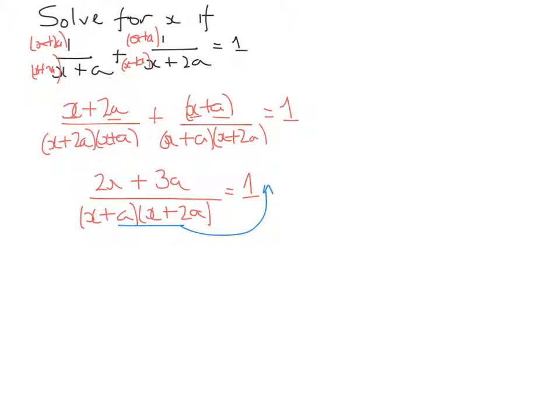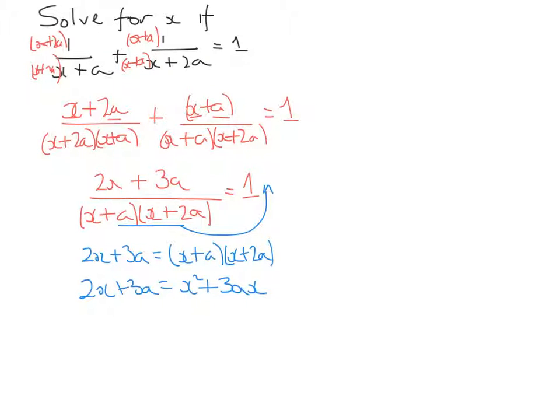Alrighty, I still have this fraction here, but what I can do is take this bottom part up to the top over here. So I'll do that, and that would be 2x plus 3a is equal to x plus a, x plus 2a. Now I'll expand these brackets out, so that'll be x squared, plus 3ax and 2a squared. Now what I'll do is I'll take everything onto one side, so I end up with x squared plus 3ax minus 2x plus 2a squared minus 3a.